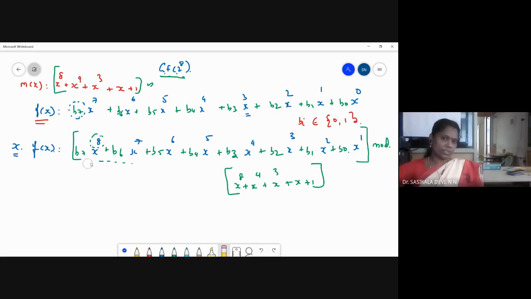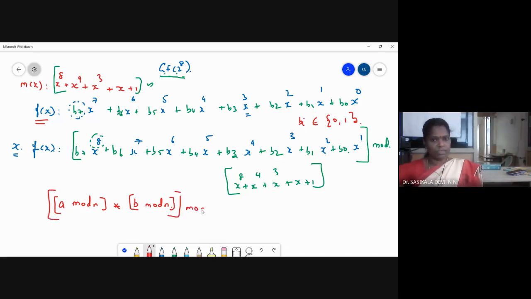Okay, so that is what we have to do right now. But remember one modular arithmetic property: (a mod n) times (b mod n), the whole mod n, is equal to (a times b) mod n. This is a very simple modular arithmetic property, so we can exploit it here.